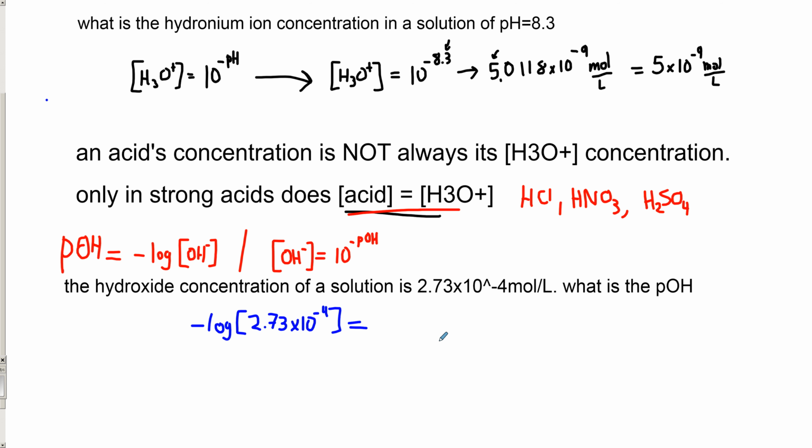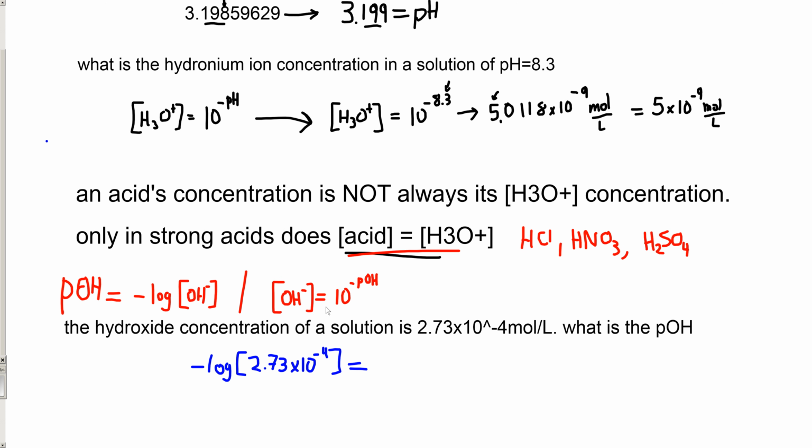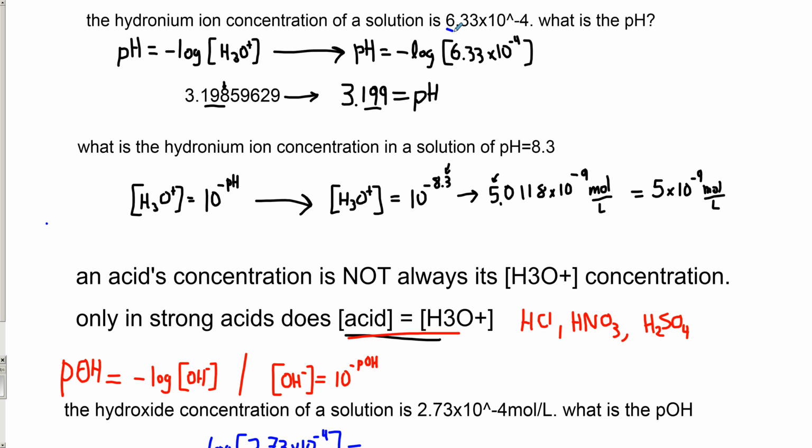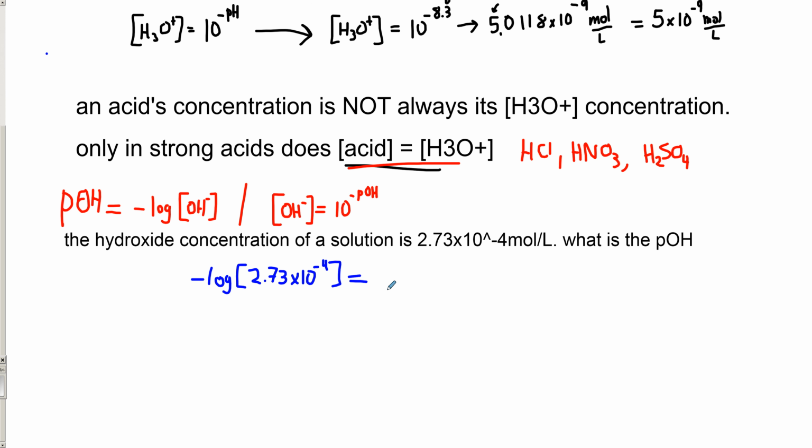3.56. Remember, the number of sig digs here gives us the number of decimal places, and it's the same for pOH. So this will be 3.564.